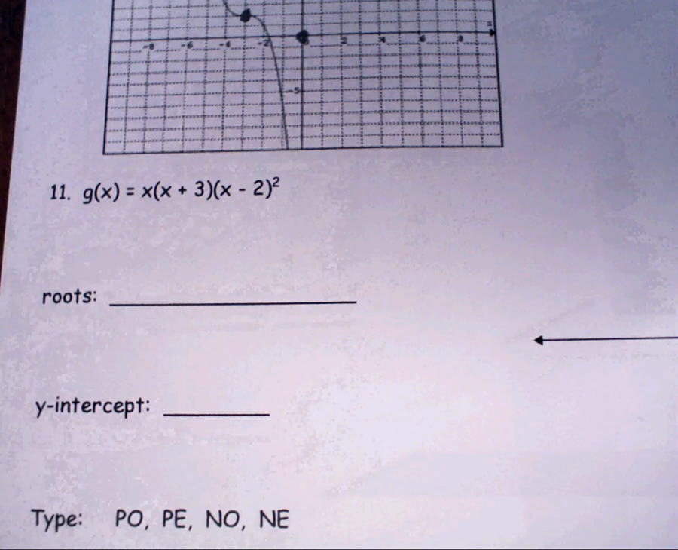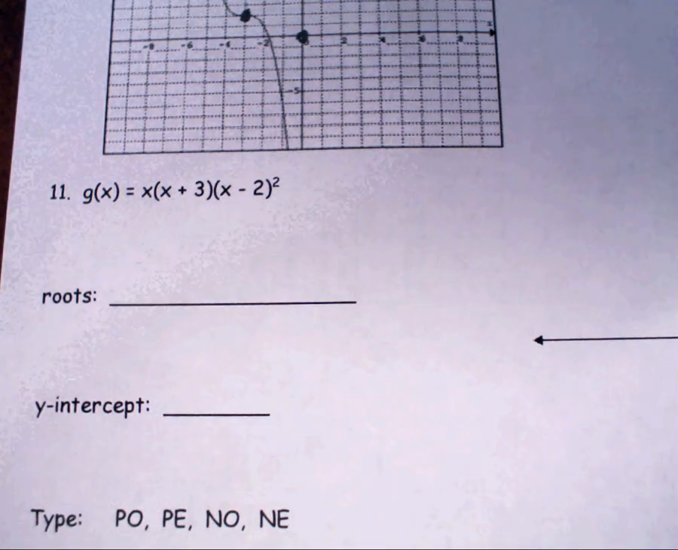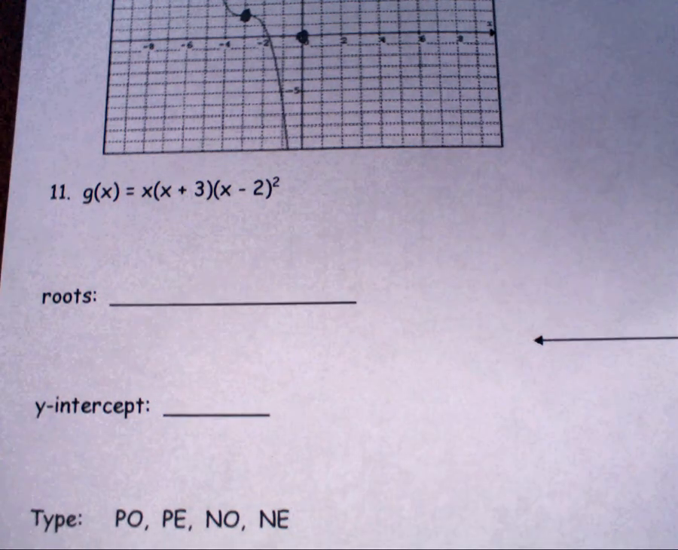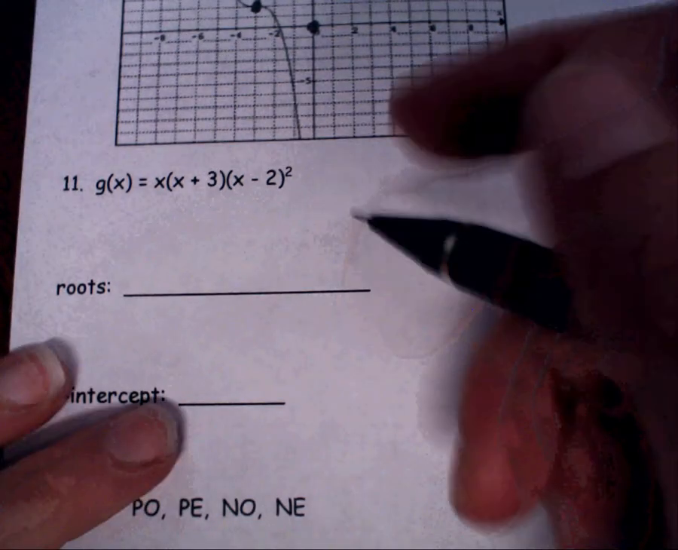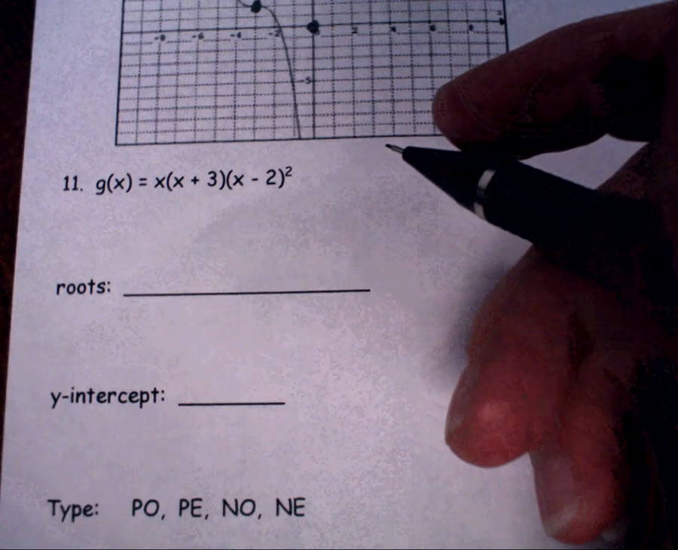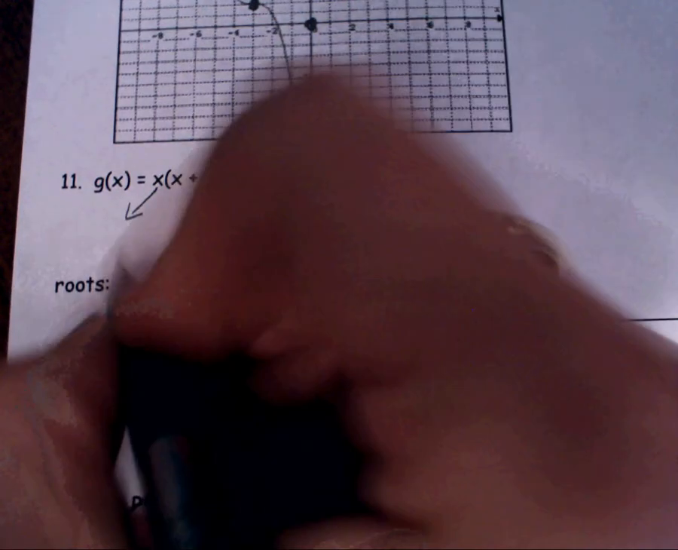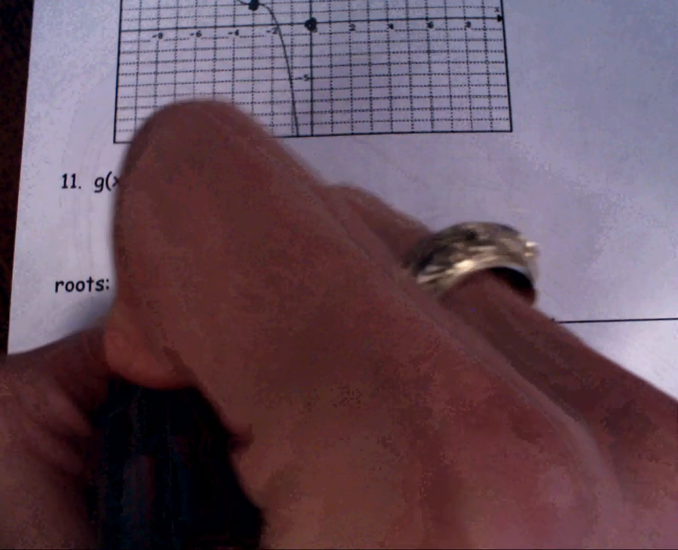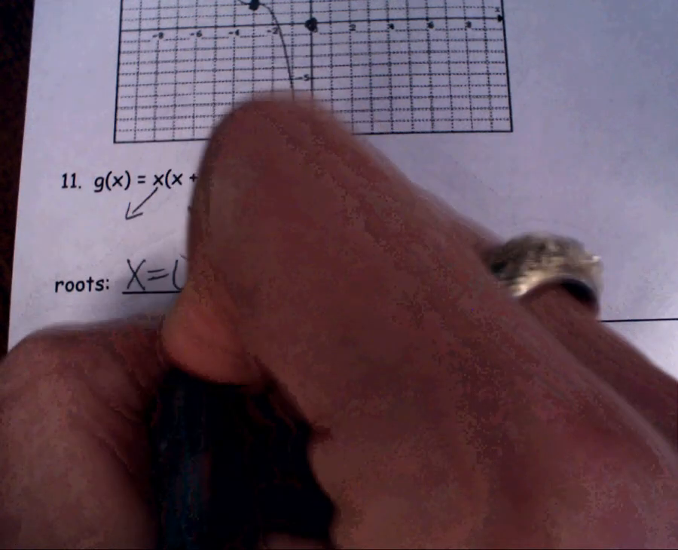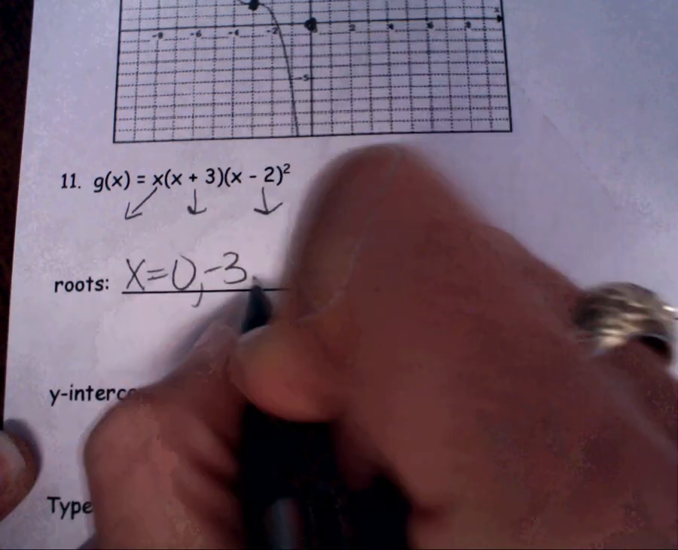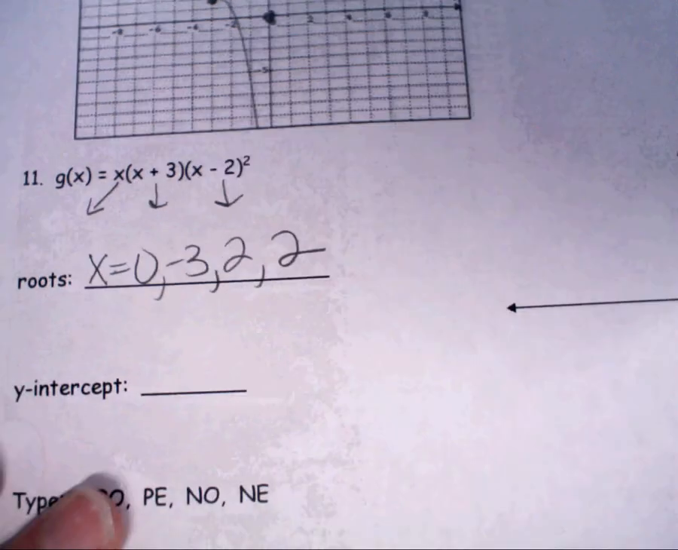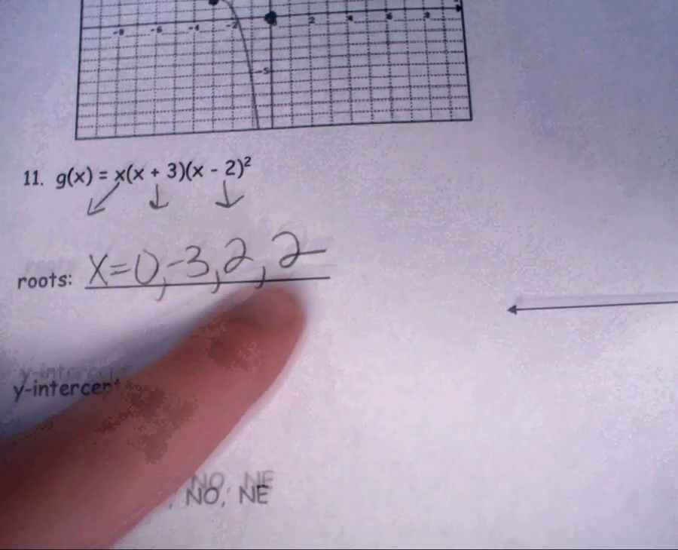All right, so these are our polynomials. We talked about the PO, PE, NO, NE, how they end, and how many roots. And remember, it all comes down to how many roots and what's leading. So we start finding our roots, and each of these will be something. So this first one, x equals 0. This one is -3, and this one is 2. Remember, it's always opposite inside those parentheses. But that positive 2 happens twice.